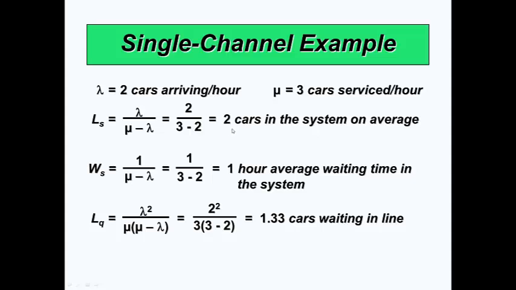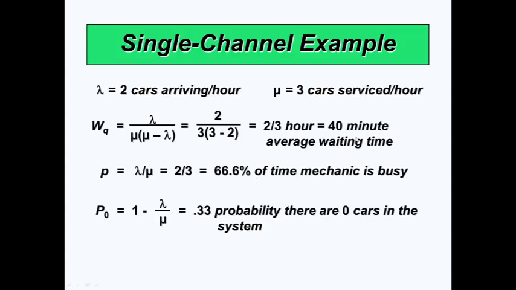So if you look at L sub q, it should be approximately 1, because this is a single channel, where if there are 2 cars in the system, one is being served, the other one must be in waiting. So look at L sub q, it is 1.33 cars waiting in line. What is the waiting time in the system? About an hour. What is the waiting time in the line? 40 minutes. What is the percentage of time the mechanic is busy? About 2/3 of the time, 66.6%. So 33% of the time there are 0 cars in the system.